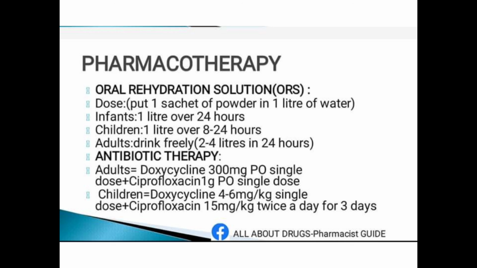Antibiotic therapy includes for adults doxycycline 300 mg per oral single dose plus ciprofloxacin 1 gram per oral single dose, and in children doxycycline 4 to 6 mg per kg single dose plus ciprofloxacin 15 mg per kg twice a day for 3 days. So this is all about cholera.